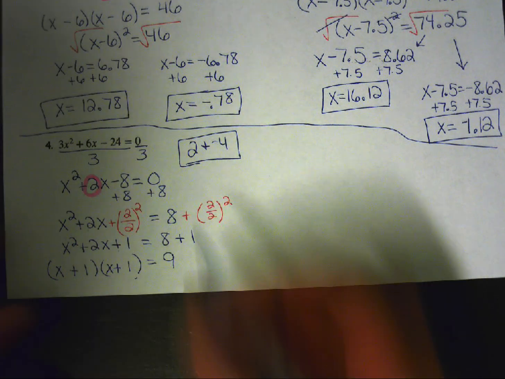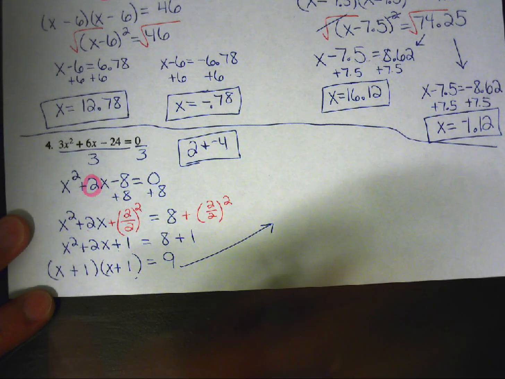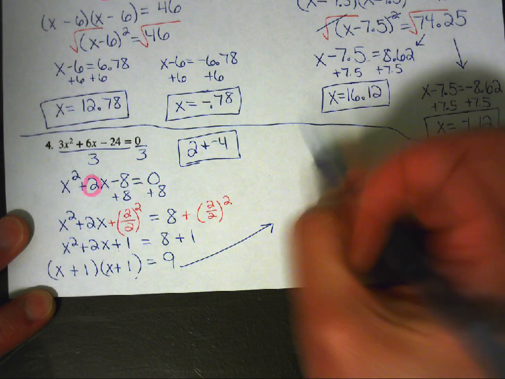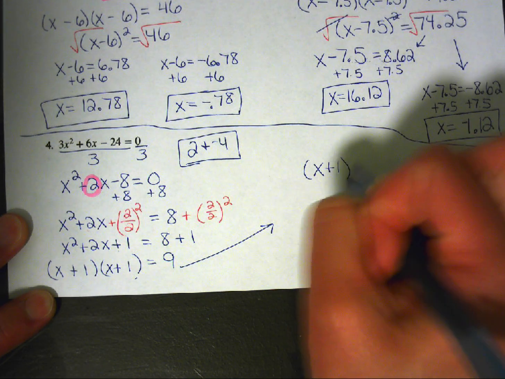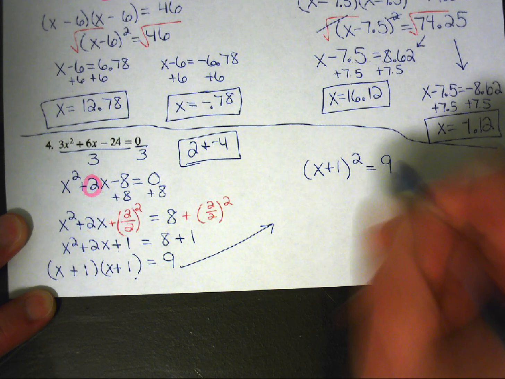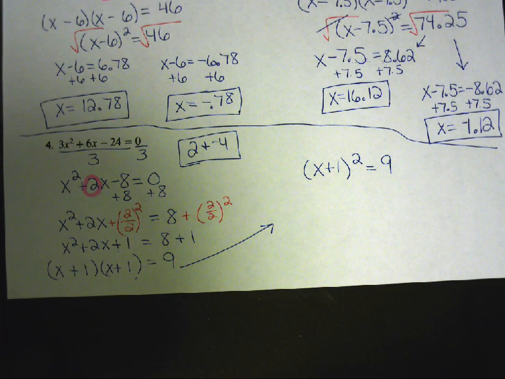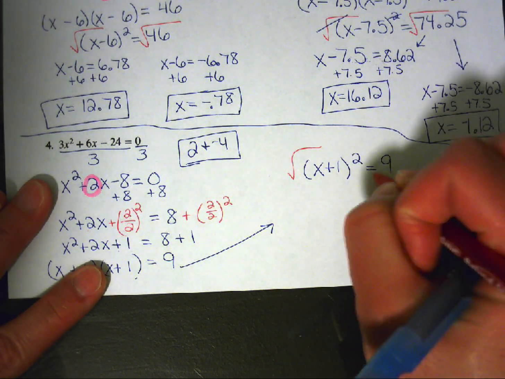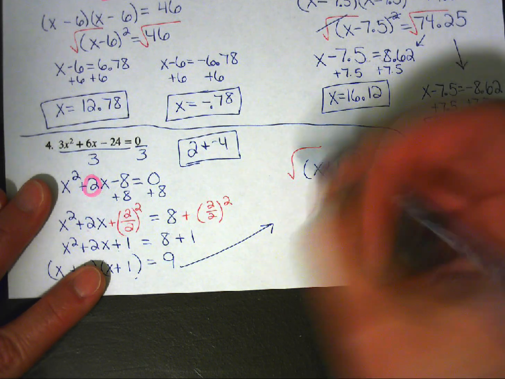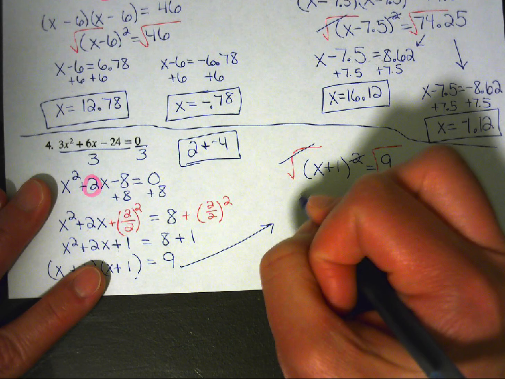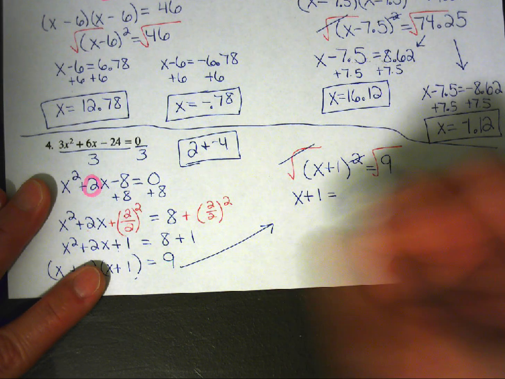And I'm just going to move over here because I don't have a lot of space. My parentheses are duplicated. So I have x plus 1 quantity squared. So I just put those together. That's all I did was just put them together. And now I'm going to take the square root of both sides. And so the square root is going to cancel the square. And so I'm left with x plus 1.